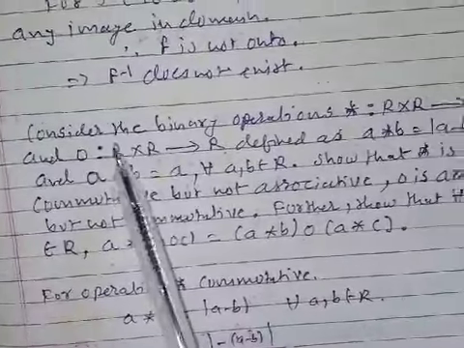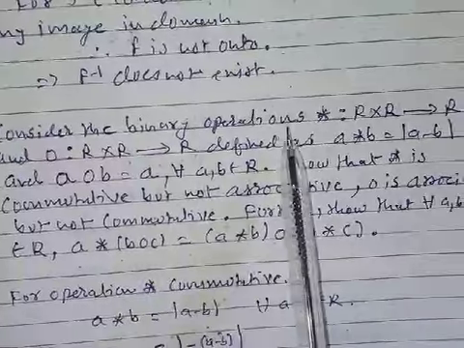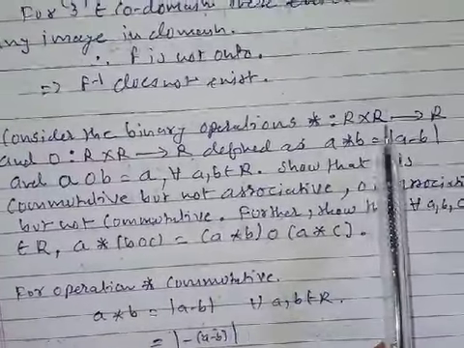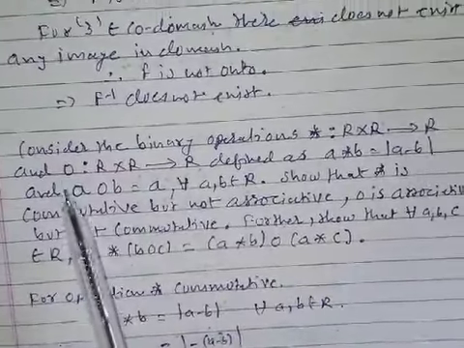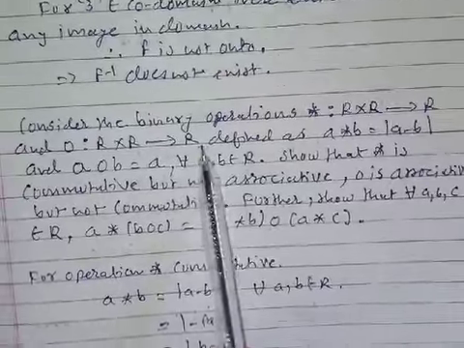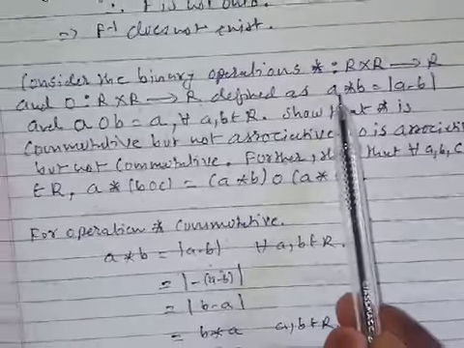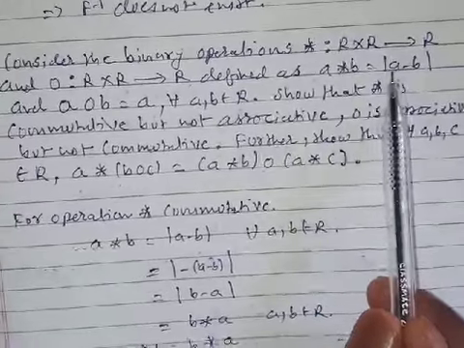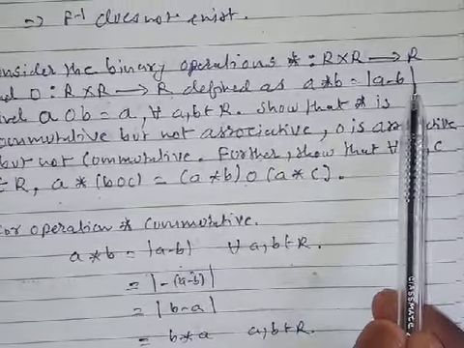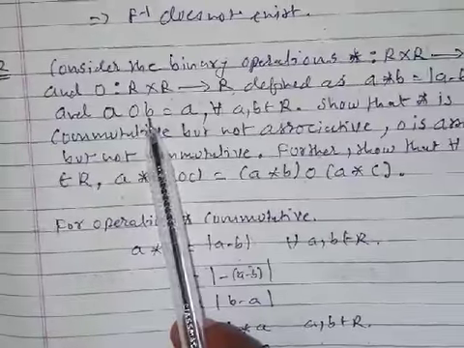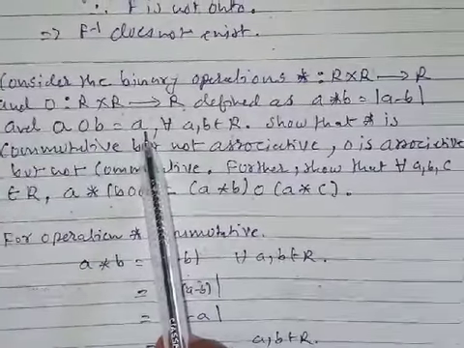12th one. Consider the binary operations star and O from R cross R to R defined as follows. What is the function defined as? A star B is mod of A minus B, and A O B is equal to A.